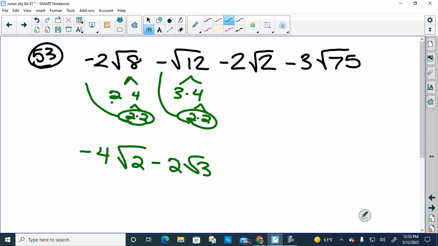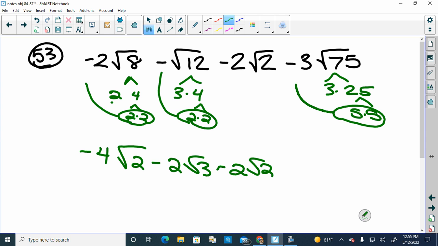Do I need to simplify the next one? No, because 2 is prime, you can't break that down any further, so it's already simplified. Okay, 75. 25 and 3. 25 would break down into 5 and 5. I have a pair, and there's already a number out there, so that'll change to what? Negative 15. Okay, and then there's 3.